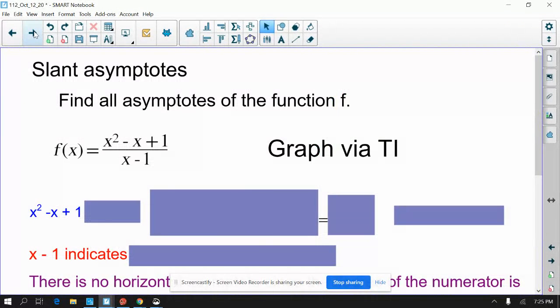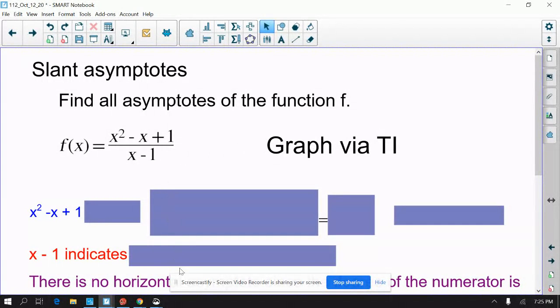Okay, and then moving on. What about these slant asymptotes? Well, here's this function. Notice the degree in the numerator is greater than the degree in the denominator. So it doesn't have a horizontal asymptote. It has a slant asymptote, and the only way to find that would be to divide these two things. When you divide these two, the quotient is the slant asymptote. So let's graph this and see what it looks like.